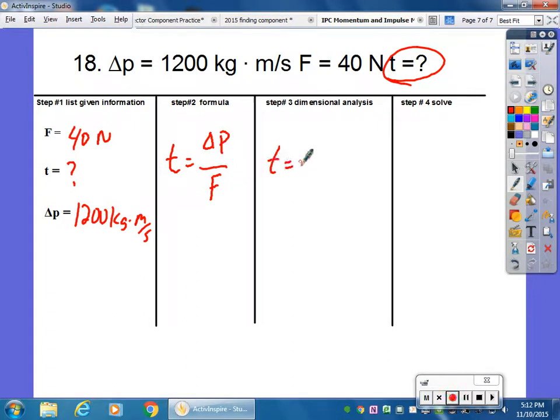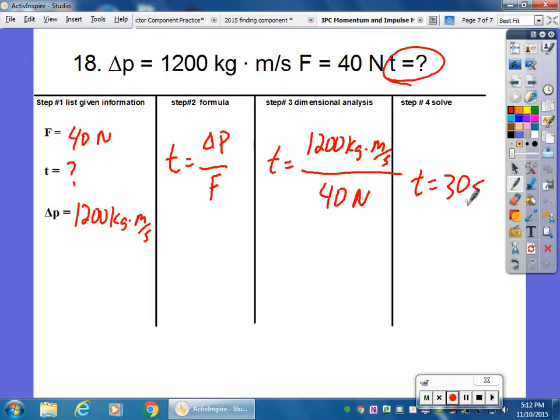Plug our numbers in. 1200 divided by 40 newtons. 1200 divided by 40 is going to be 30. So our time is going to be 30 seconds. And that is the examples of one of each of the ones. So the rest of them are up to you.